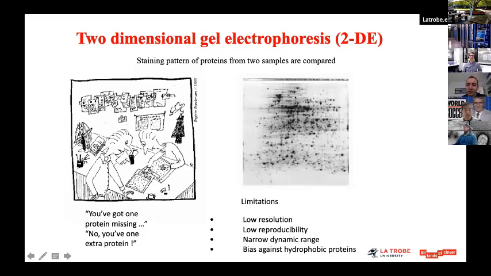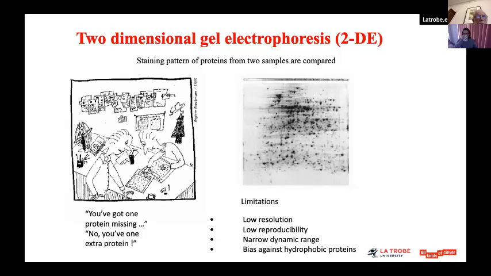So the gel will then be stained, commercially stained or otherwise, and you will have to compare your two conditions. So you have two sets of gel, and you try to compare what's happening from one gel to the other. These spots are getting stronger or disappearing. But those approaches have a lot of limitations.